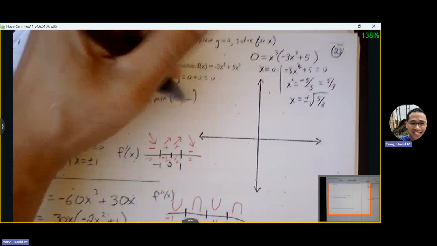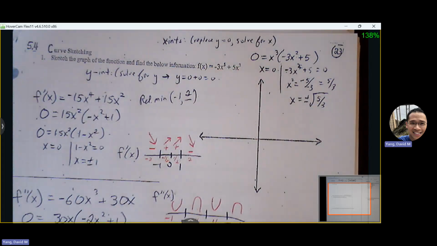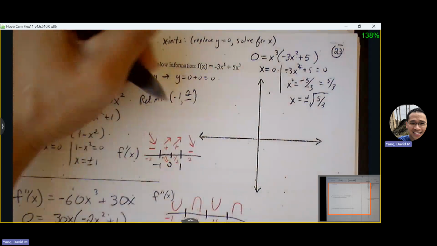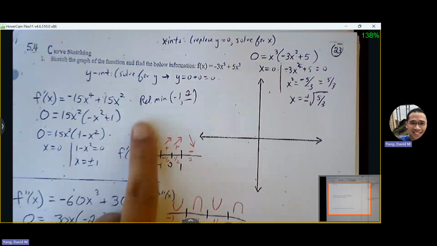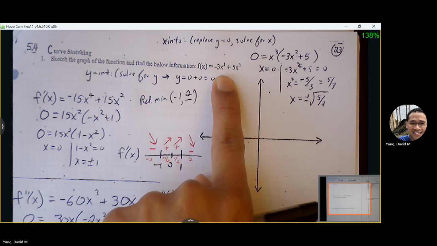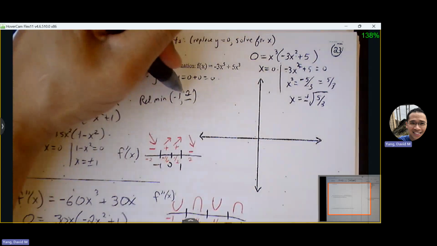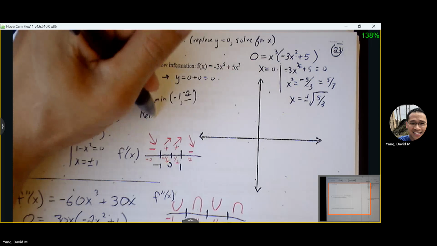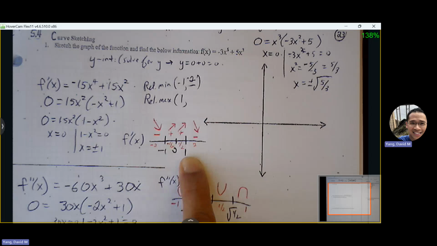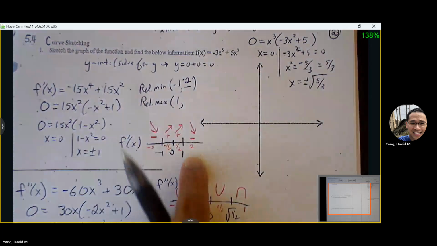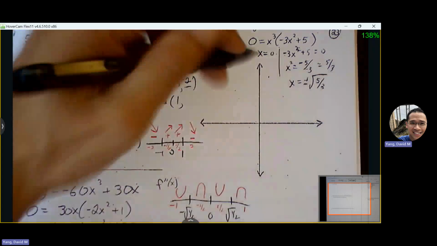So -3 plus 5, that's a nice easy number, -1 comma 2. Relative min at -1 comma, wait, is that -2 here? Sorry, 3 minus 5, that's -2. Okay, relative max, the arrows indicate that there's a relative max at x equals 1. Plug 1 into the function, -3 plus 5 is 2.